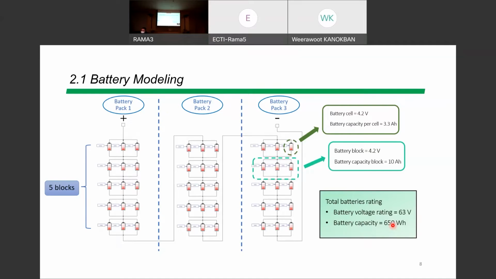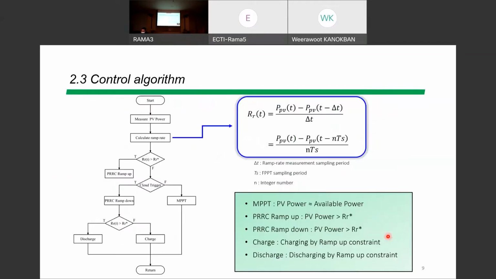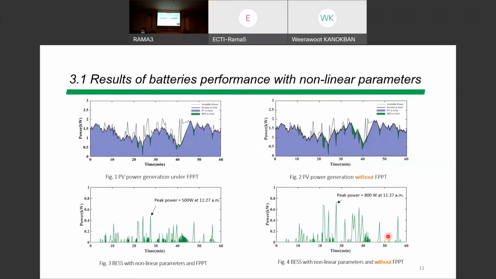And we calculate ramp rate at 10% to support the ramp up and ramp down during the variable period on February 2022, from 11 a.m. to 12 p.m.